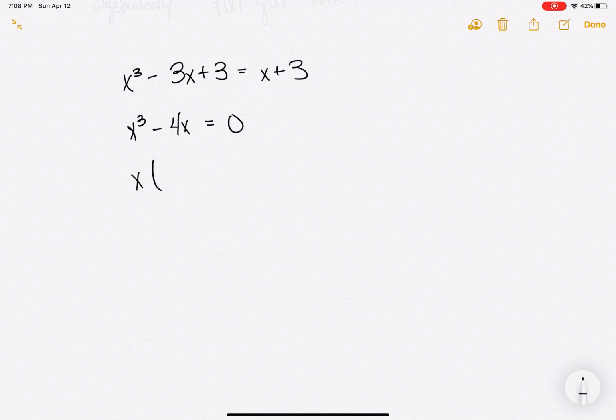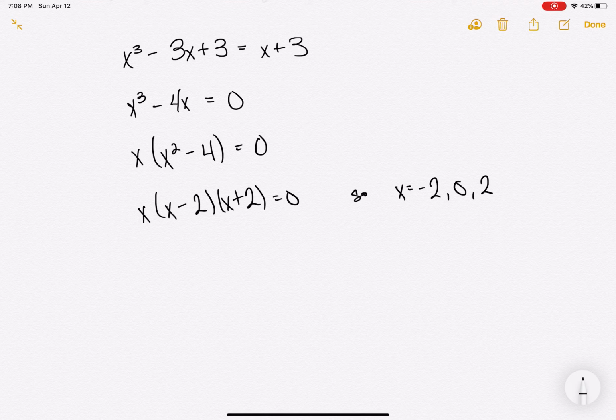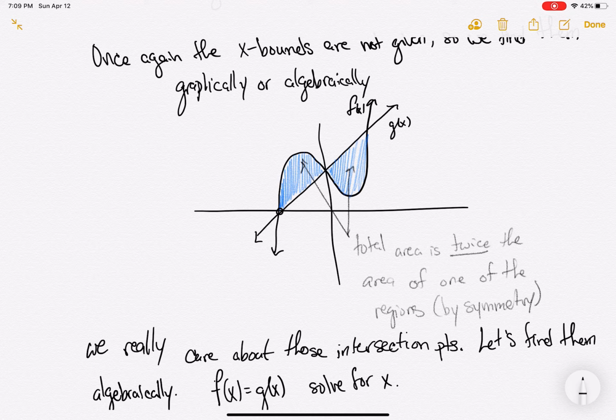Factor out a single x here, I get x squared minus 4. And x squared minus 4 is one of those beautiful quadratics called a difference of squares. You've probably heard the term. x minus 2, x plus 2 equals 0. So x equals negative 2, 0, and 2. If I scroll up, look at that. x equals negative 2, 0, 2 are intersection points. This is really negative 2 comma 0. This is 0 comma 3, and that's 2 comma 5. So there's our intersection points.